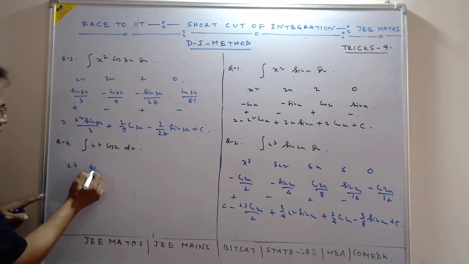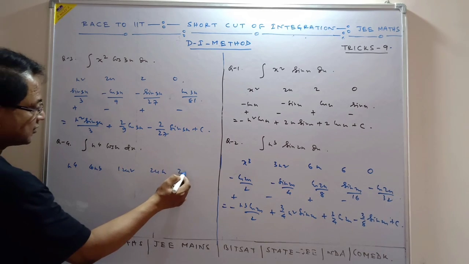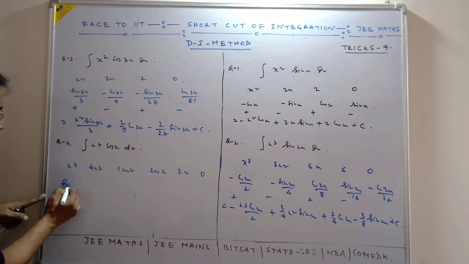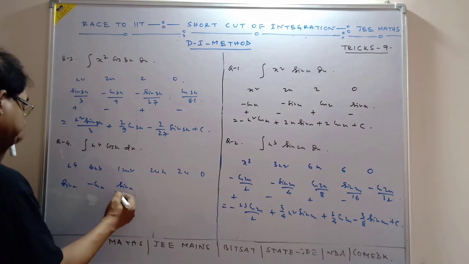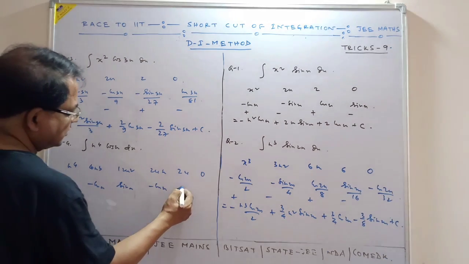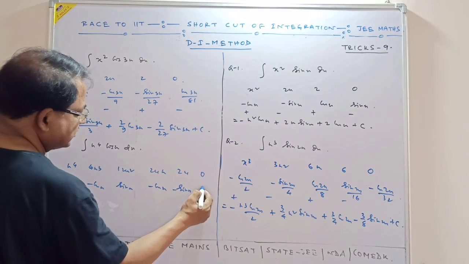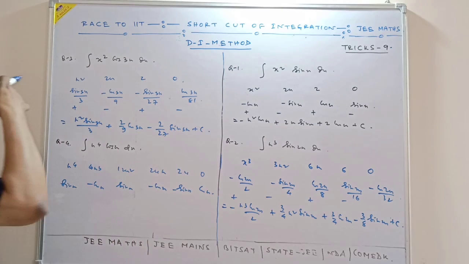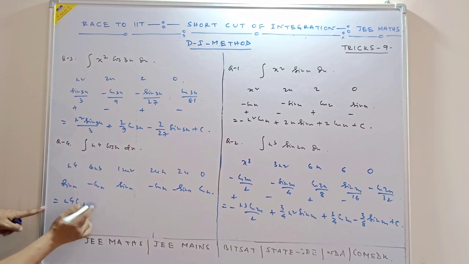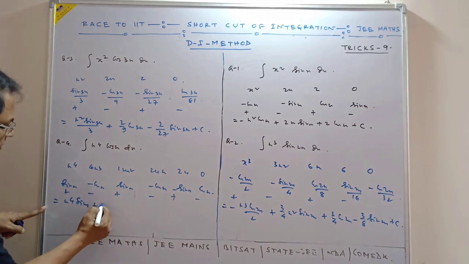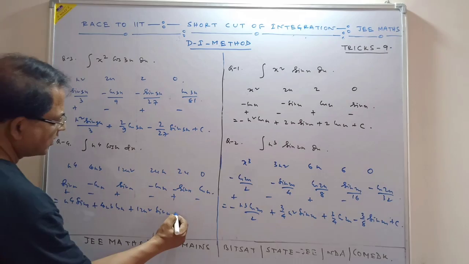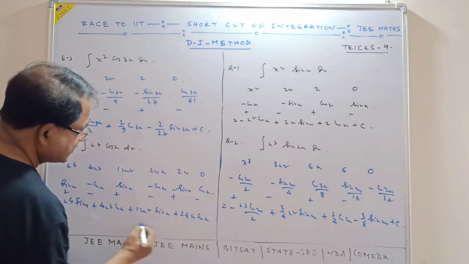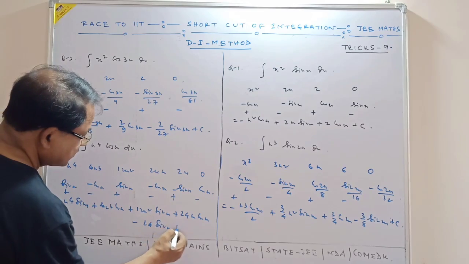See, this is x to the power 4, then 4x cube, 12x square, 24x, 24, and 0. Integrating sin x gives minus cos x, then minus sin x, then cos x, and so on. So this is x to the power 4 sin x, with plus minus plus minus signs: minus 4x cube cos x, plus 12x square sin x, plus 24x cos x, minus 24 sin x plus c.